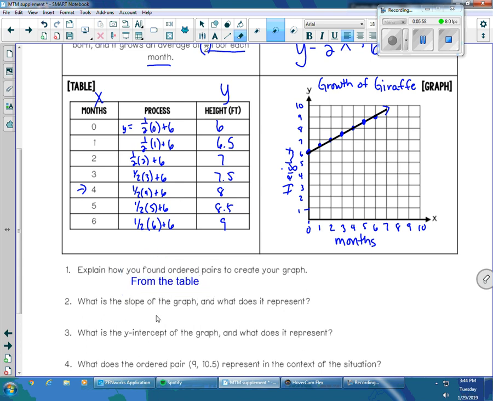What is the slope of the graph, and what does it represent? The slope of the graph is 1/2, and it represents the growth of the giraffe each month.